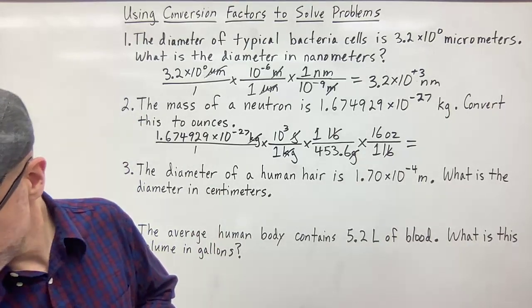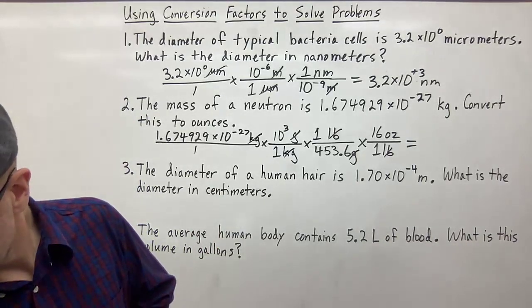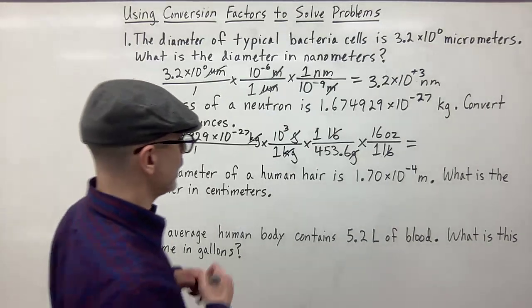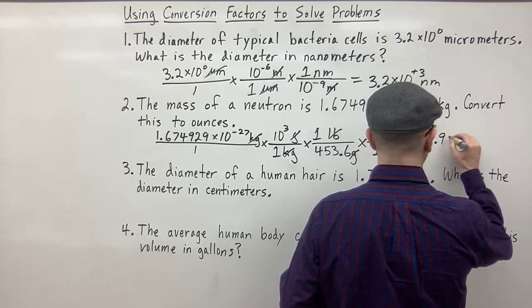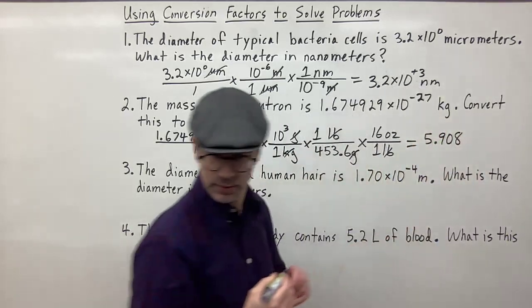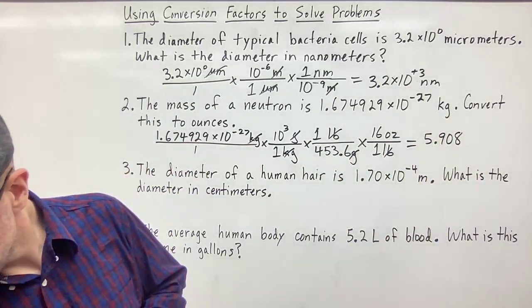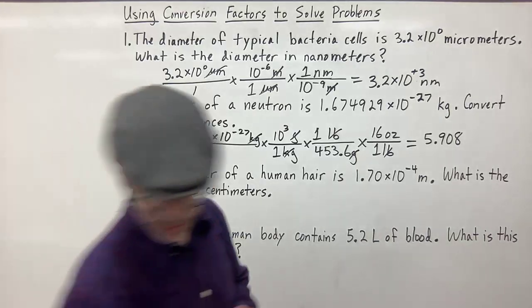And the answer we get is 5.908 times 10 to the negative 26... 5.908 0388.